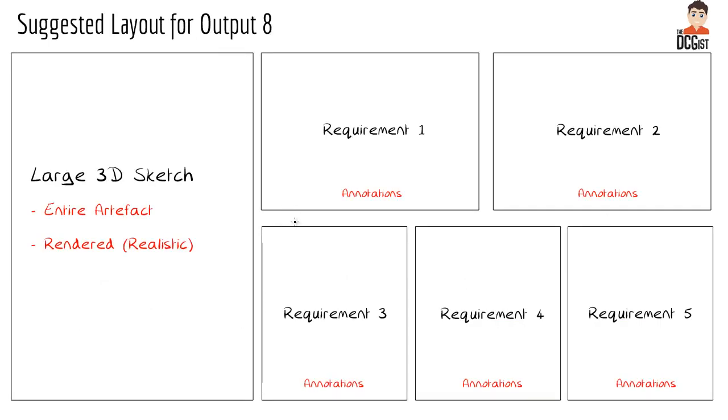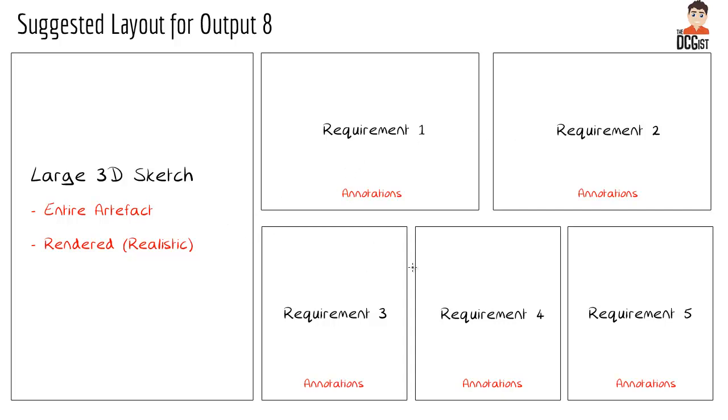Finally then, this is the layout I would suggest for your output 8. So the first thing is your large 3D sketch is going to be the largest sketch on your page, and it needs to have prominence over the rest of them because it's the most required sketch, and it's the one that's going to show everything together. Okay, so that's going to be given a large amount of space over here on the left.